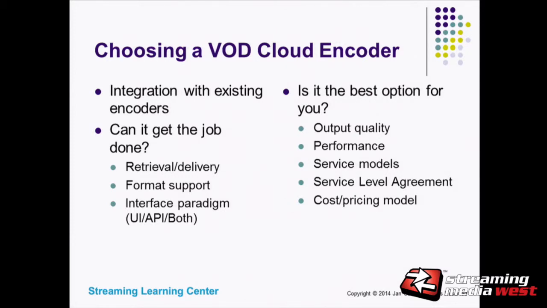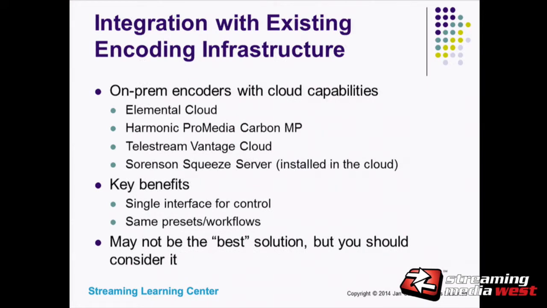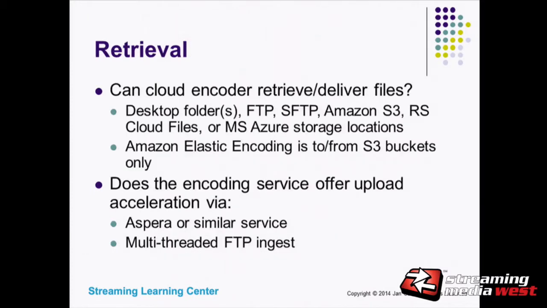So here are the factors we're going to look at for choosing a video-on-demand cloud encoding vendor. Integration with existing encoding infrastructure, I kind of covered that. If you've got on-premise equipment, see if your on-premise provider also has cloud capabilities. Why? Single interface for control and same presets. May not be the best solution, but it's something you should definitely consider.